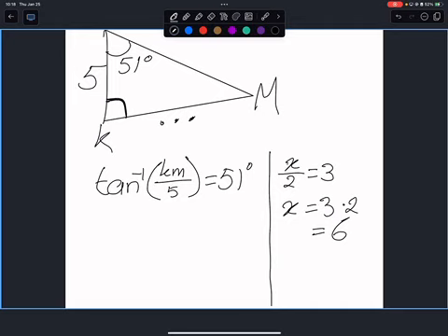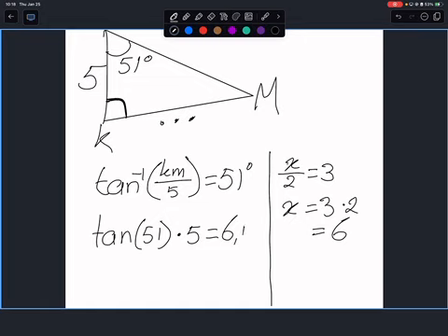You multiply 51 degrees with 5. Not 51 degrees, but the tangent of 51. Not inverse. Remember, there is no inverse, no negative 1. Just tangent. Multiply with the denominator, which gives 6.17. Easy peasy.